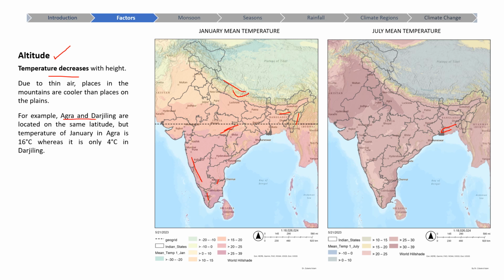So Agra and Darjeeling are located on the same latitude, but Agra's temperature is 16 degrees centigrade and Darjeeling's temperature is 4 degrees centigrade at the same time. You can see Agra and Darjeeling here. Also, Delhi and Gangtok are on the same latitude, but the temperature difference is because of the altitude.